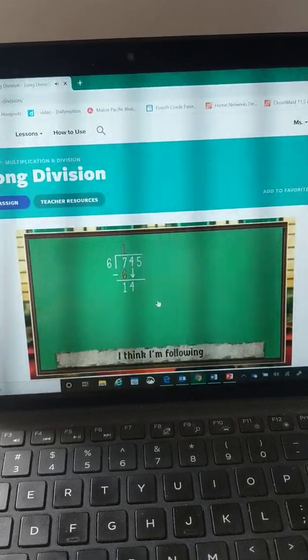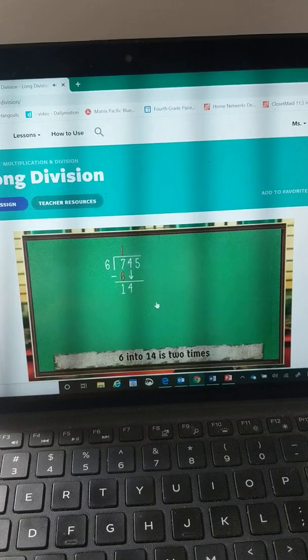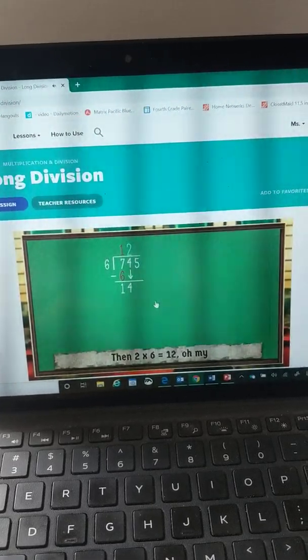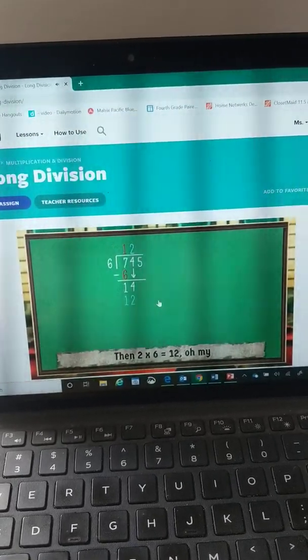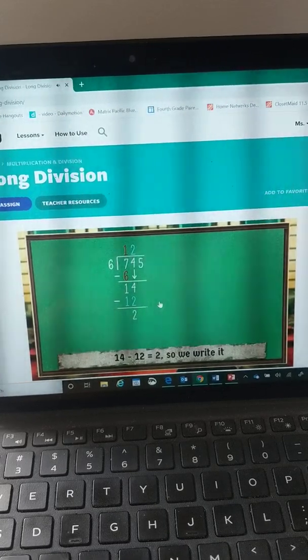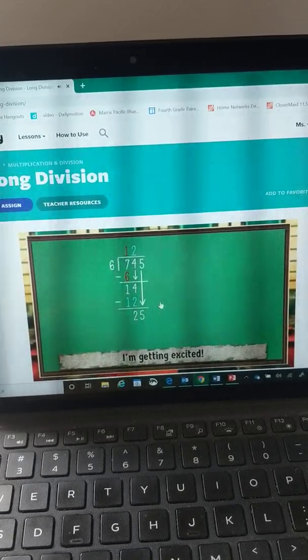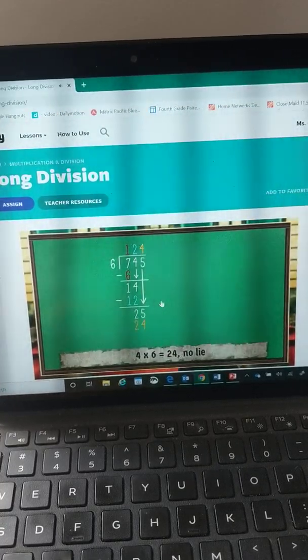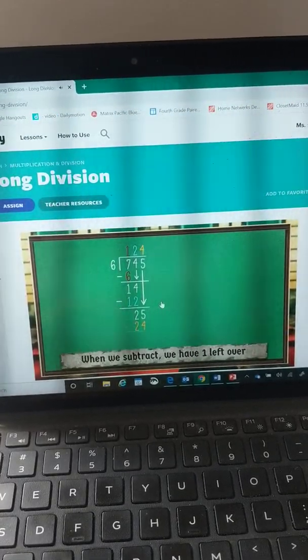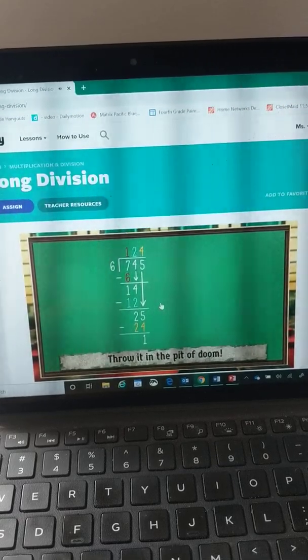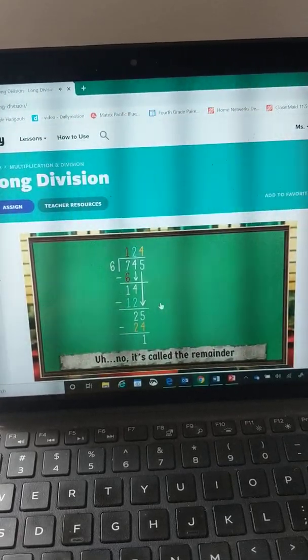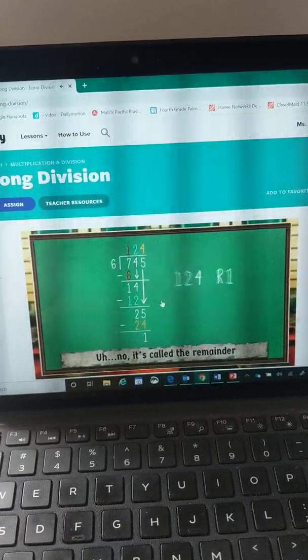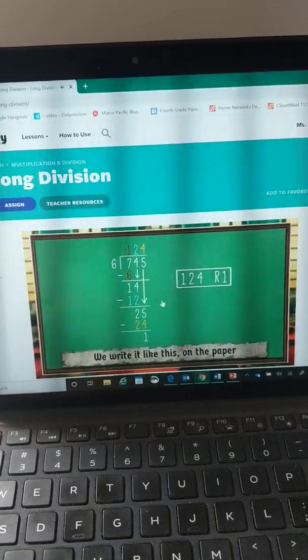You get it? I think I'm following. 6 into 14 is 2 times, then 2 times 6 is 12. Oh my. 14 minus 12 is 2, so we write it and bring down the 5. I'm getting excited. 6 into 25 goes 4 times. 4 times 6 is 24, no lie. When we subtract, we have 1 left over. Throw it in the pit of doom. No. It's called the remainder. We write it like this on the paper.